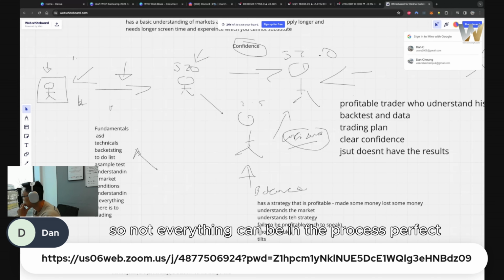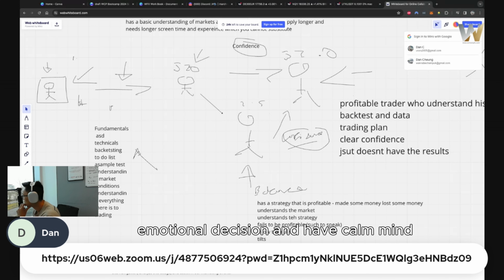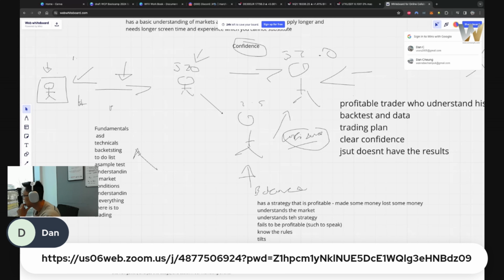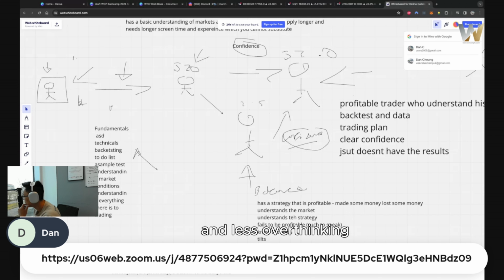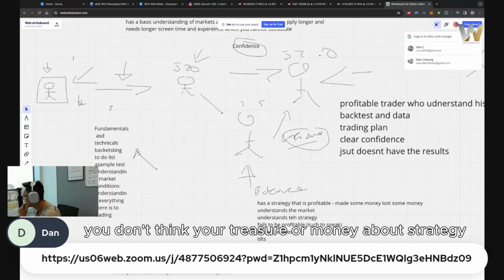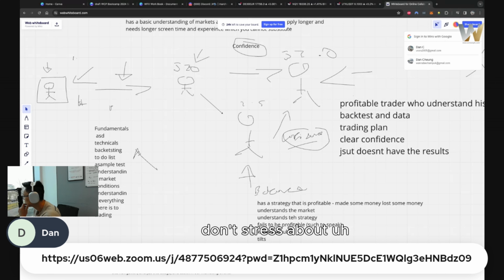So, not overthinking, being process perfect. When you're in your zone, when you're focused, everyone has answers. Makes sense. You can be unbiased, make non-emotional decisions, and have a calm mind, consistency, and patience. Repeat the process. Yes. Have it ingrained, mechanical, removing the emotion, irrespective of the outcome. Perfect, Martin. Less emotional, focus on the plan and not the outcome, and less overthinking in the zone. Flow with your strategy. Yes, you follow your strategy to the T. You don't stress about the perfect.